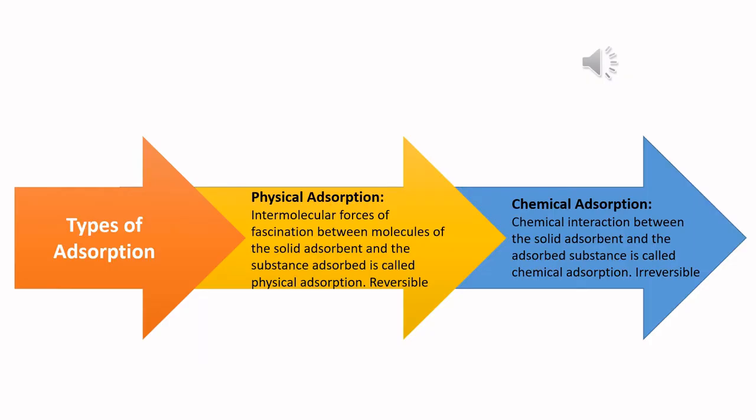There are two types of adsorption. Number one, physical adsorption. Number two, chemical adsorption. What is physical adsorption? Intermolecular forces of attraction between molecules of the solid adsorbent and the substance adsorbed is called physical adsorption. It is a reversible adsorption. On the other side, what is chemical adsorption? Chemical interaction between the solid adsorbent and the adsorbed substance is called chemical adsorption, but it is an irreversible adsorption.